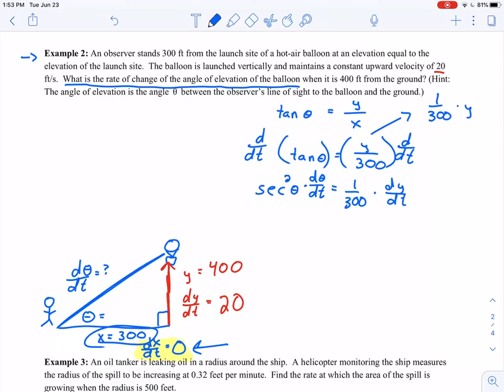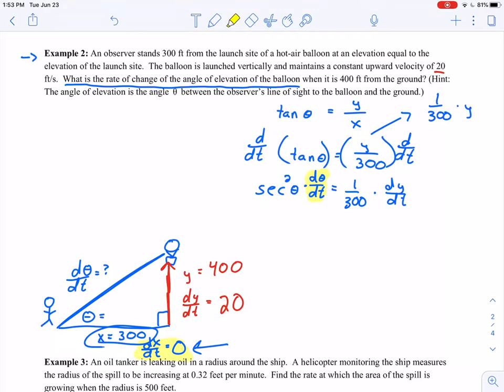So there's actually where my mistake was. So let's see, what am I trying to find? I am trying to find this d theta over dt. So let's do this.